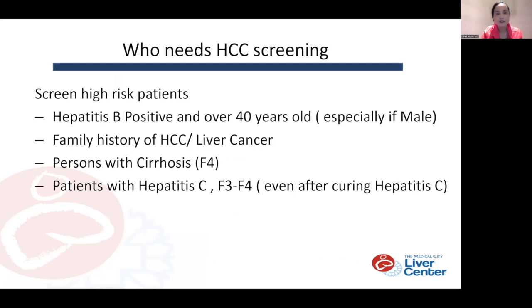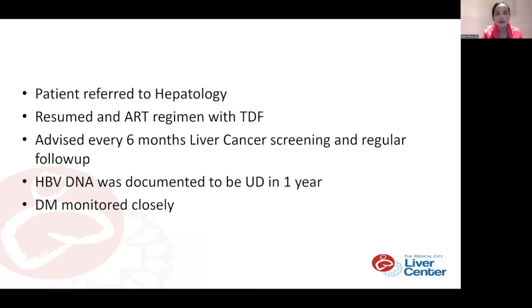So consider liver cancer screening. So this is an important part. So who do you screen? Patients who are Hep B positive and over 40 years old, especially if they're male, especially if they have HIV co-infection, should be screened for liver cancer. Patients with family history of liver cancer, patients with cirrhosis, so like our patient, patients with hepatitis C who have advanced fibrosis, so even F3 and F4 cirrhosis, even after we cure the hepatitis C, these patients should be screened for liver cancer at 6 months interval.